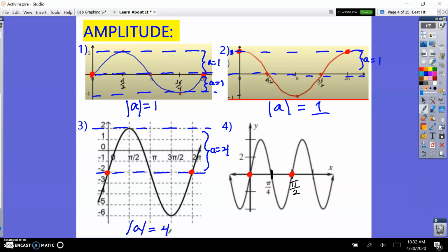All right, and our last one. Here's our horizontal center, and so our amplitude here, if these are counting by 2's, is 4. So our amplitude is also 4 here. So absolute value of A equals 4. All right, okay, next.